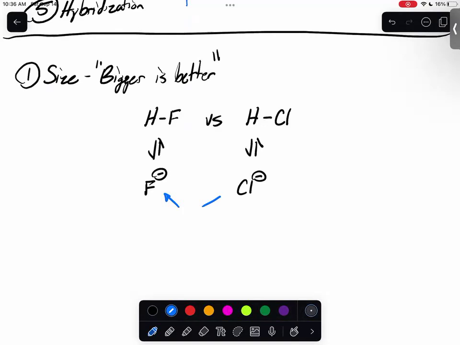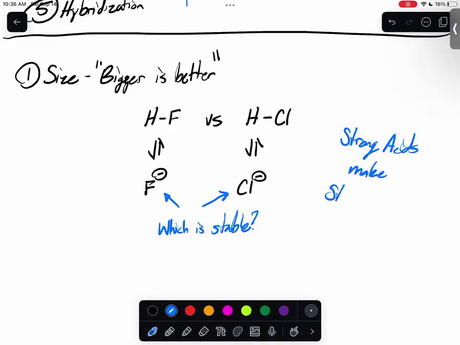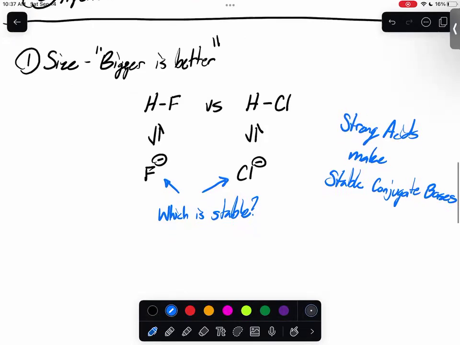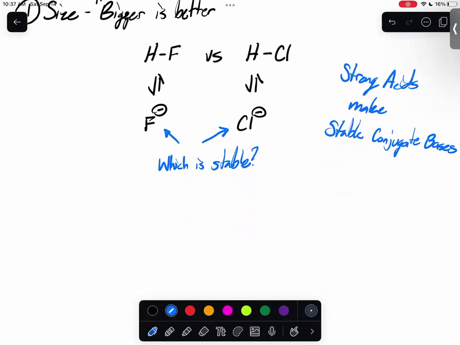Because F minus, fluoride, and Cl minus, which is chloride, these are going to kind of determine which one is a stronger acid. Because in essence, strong acids make stable conjugate bases, right? We see it with HCl, we see it with H2SO4. The question is why? So, the more stable a conjugate base, the more acidic the parent acid is.